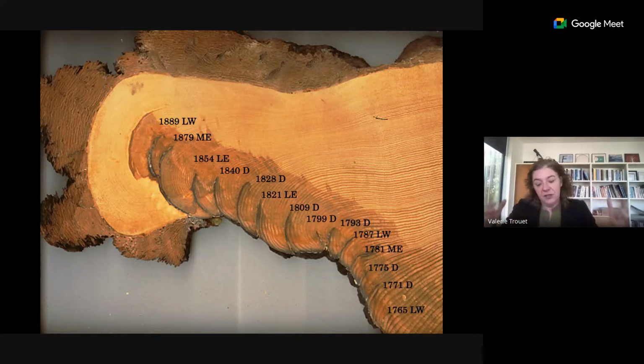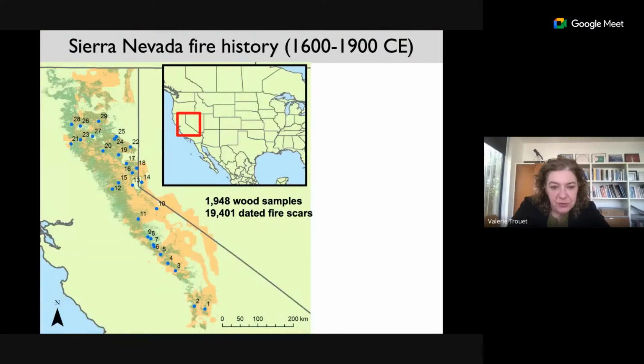Obviously we don't do this on one tree. We collect very many samples. This was what I did for a postdoc when I was working at Penn State: collect tree ring fire scar samples across 29 sites across the entire Sierra Nevada mountains, from Sequoia Kings Canyon in the south almost all the way to Lassen in the north. We collected 2,000 wood samples, and I dated almost 20,000 fire scars.